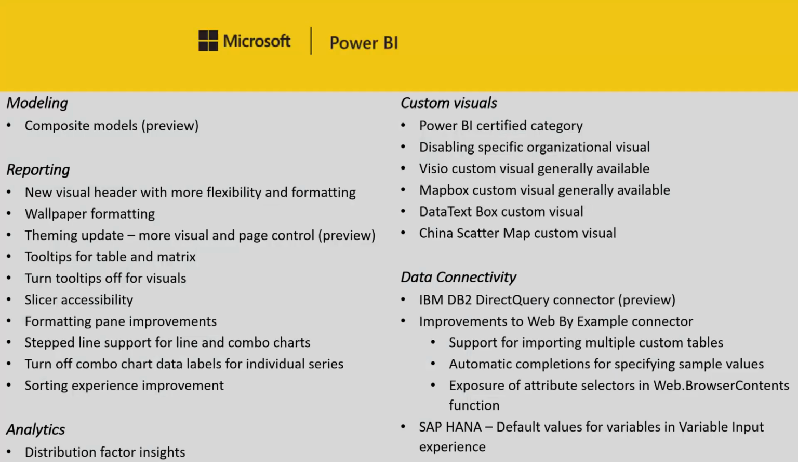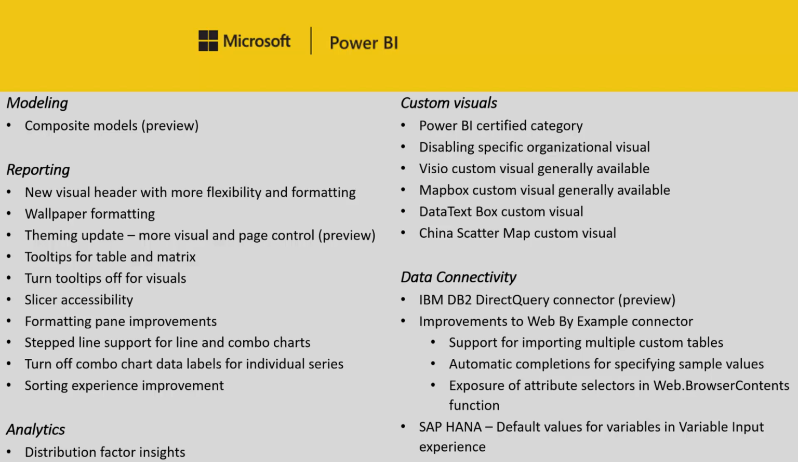Under Analytics, we have a new option for our Insights feature, a new type of insight that you can find called Distribution Factor. And the Distribution Factor insight is all around saying, if I was looking at this column chart and I wanted to know if I apply a different set of filters to it, would the distribution of the data across my columns change? That's what this insight can answer.